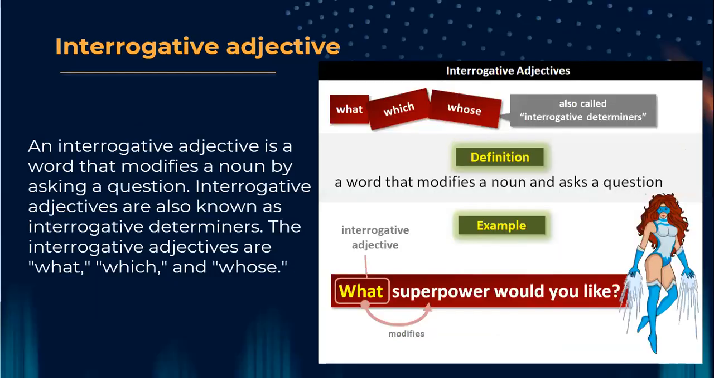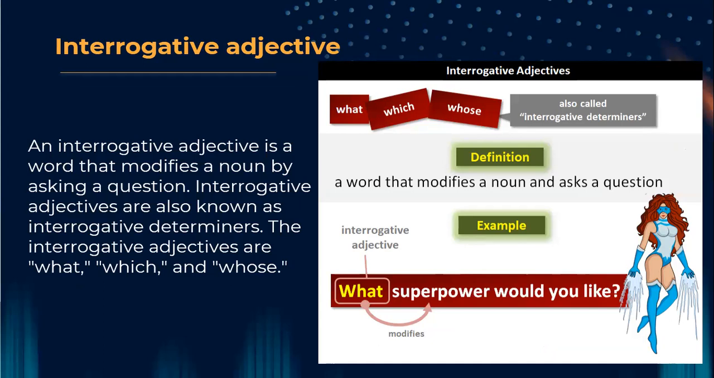Okay, come to the next one, interrogative adjectives. There are three interrogative adjectives in the English language. One is what, which, and whose. Okay, so to ask a question, we can use these three interrogative adjectives.